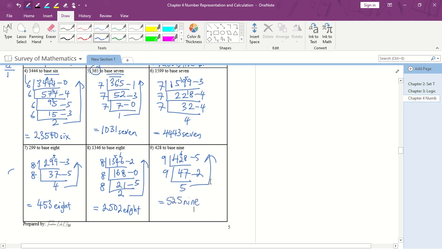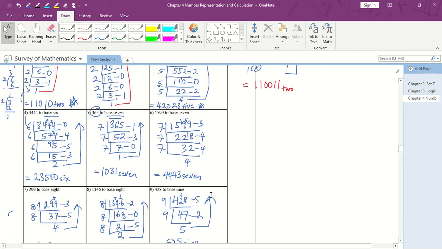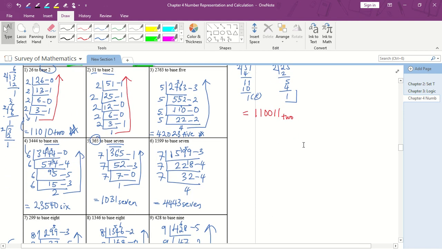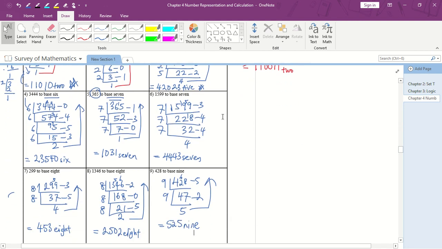Okay, so it is kind of easy, right? So that is the concept, how to convert from base 10 to other bases. And of course, the previous one from other bases to base 10. You might think, huh, what do we need to use this for? And of course, you can use this for something interesting, right?